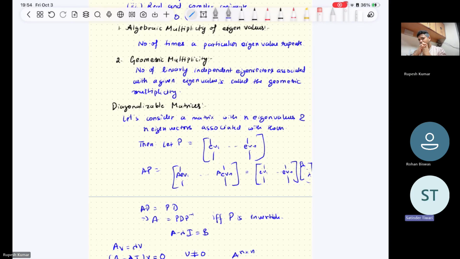And one thing more, for a matrix to be diagonalizable, I think the matrix should be symmetric. Then only it can be diagonalizable, I think. No, if it is symmetric, then you will see that the eigenvectors will be orthogonal. It has nothing to do with diagonalizability. A matrix can be asymmetric and still be diagonalizable. Okay, thank you.